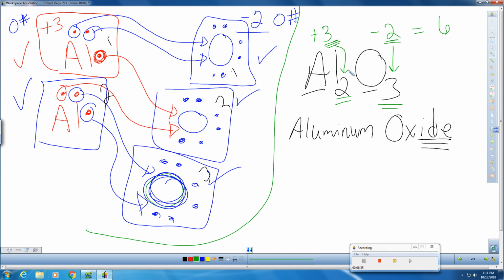I multiply by 2. So that's why it's Al2O3. I need 3 -2 charges to get to 6, and I need 2 +3 charges to get to 6. Again, using that kind of least common multiple thinking or process there.